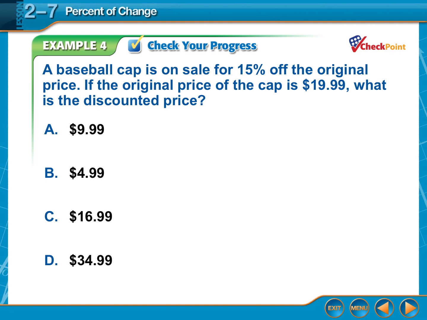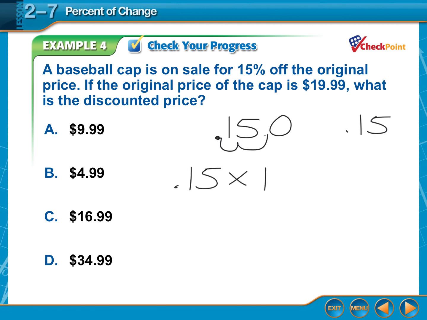So here, we have 15% off of $19.99. What's our first step? Move the decimal. Yep, we got to find that discount. So we have 15% as original. How do I move it? Left twice. So now we have 0.15, yeah? What do we do with that? Multiply by the price. 0.15 times $19.99.